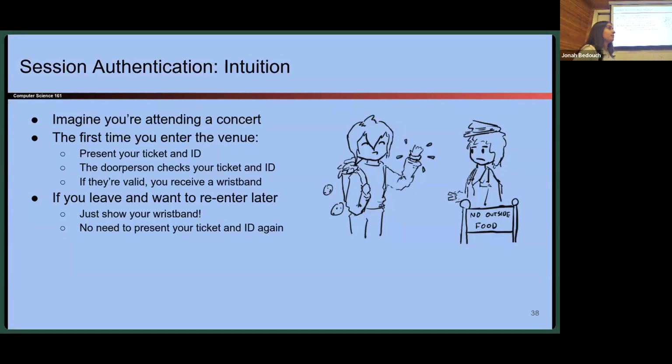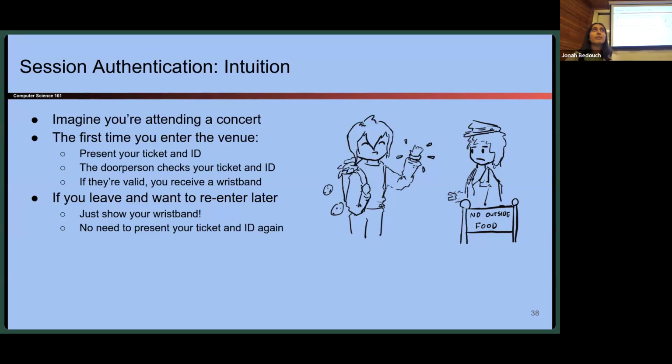Okay, great. So this is a really helpful example of how you might want to think about sessions and session authentication. Let's say I'm going to a concert. Hopefully people have been to one. It's really fun. But I have a ticket and I have my ID, right? And I have a door person who I'm going to show my ticket and my ID to. If they validate my credentials, like I have a real ticket, I look like how I look in my ID, they're going to give me a wristband, right? Because I'm good to go for the concert.